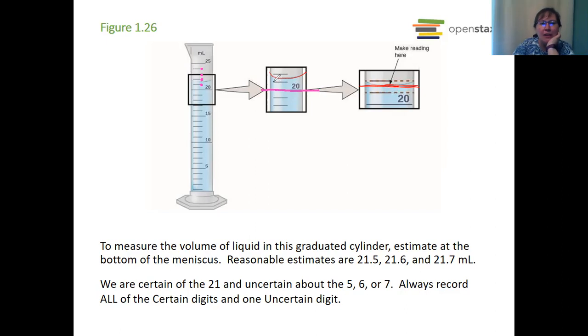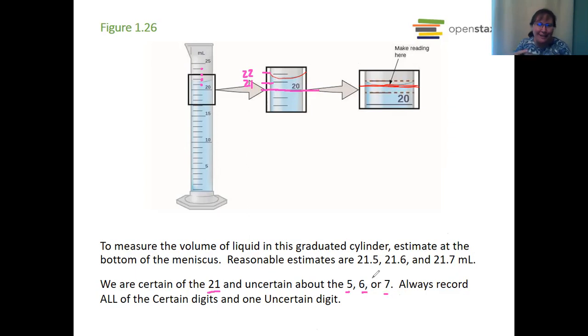So this right here is 21, and right here we have 22. We can see that this measures in between. Now, is it 21.5? Is it 21.6? Is it 21.7? We don't know about that. We are certain of the 21 and uncertain of the 5, 6, or 7.